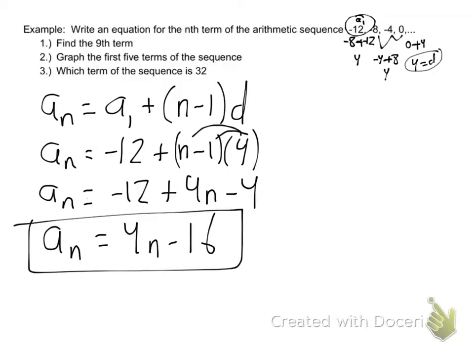And now that I got an equation, that's the very, very first thing it says. Write the equation. Now we have to do step 1 or part 1 that says find the nth term.